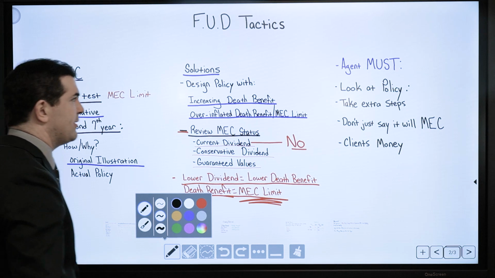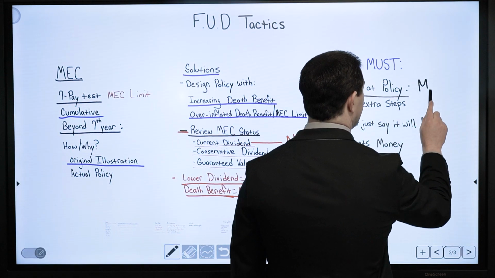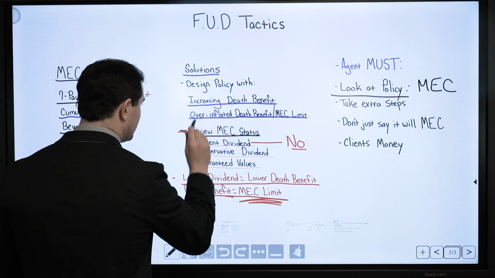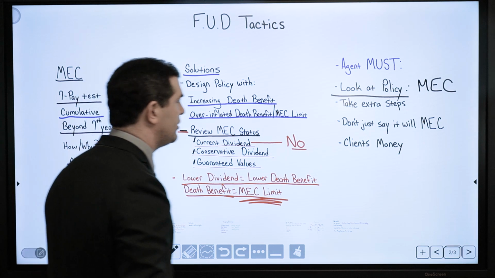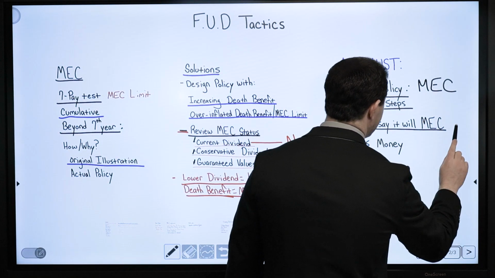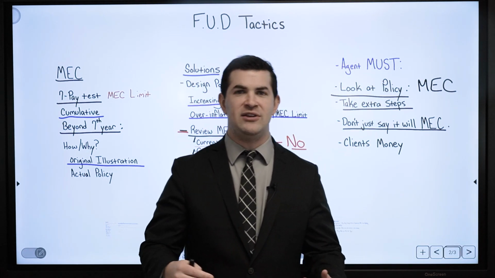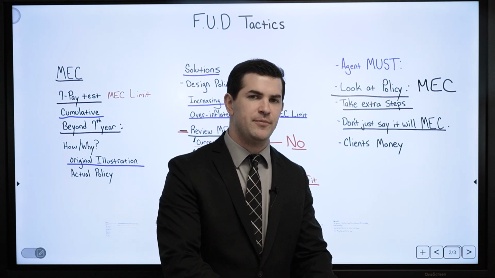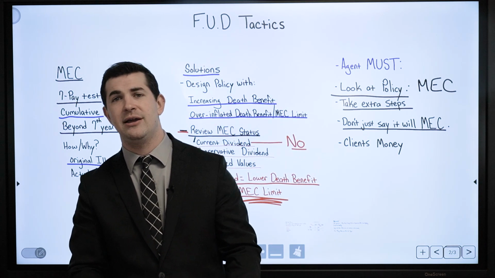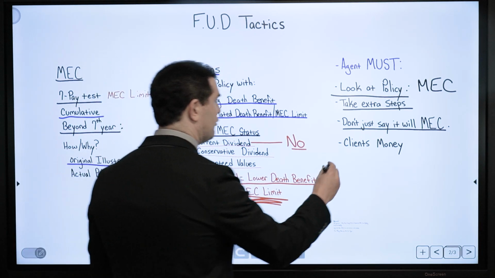So to sum it up here, agents must look at the policy, specifically the MEC status in all scenarios. Current dividend, conservative dividend, guarantees. Take the extra steps. Put the work in. Don't just say it will MEC. No disrespect here, but that's lazy to say, you can't go that direction with that lower commission product. Just do it this way because it's always worked. It's safer. Like no, put the time in. Things can work out and then your client will be happy.